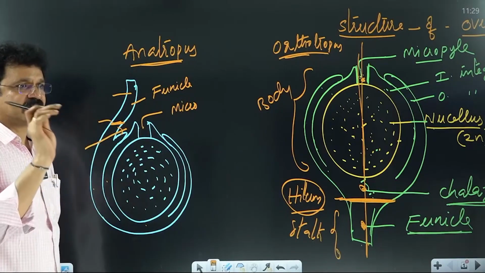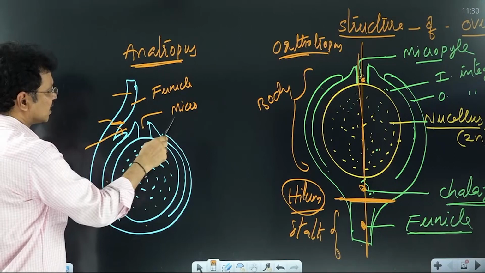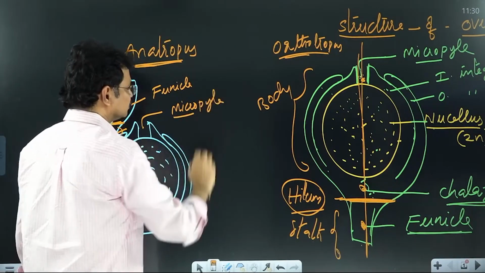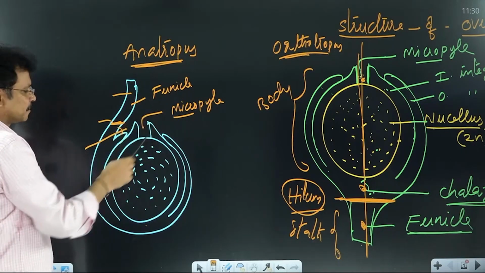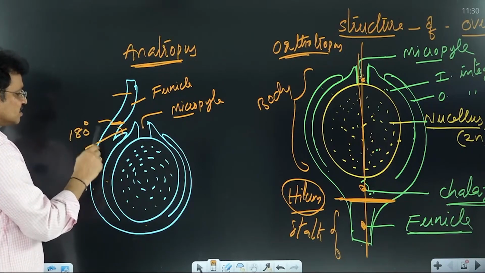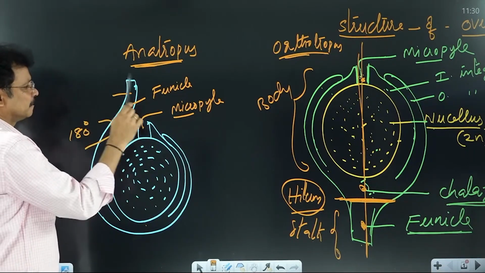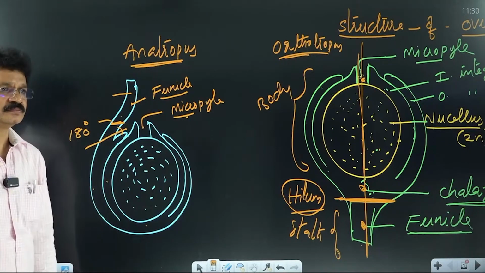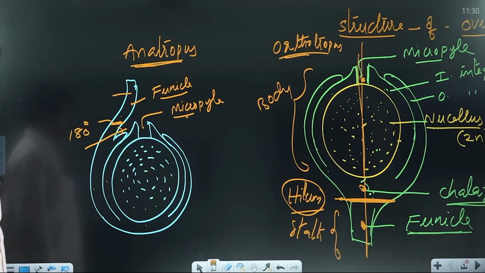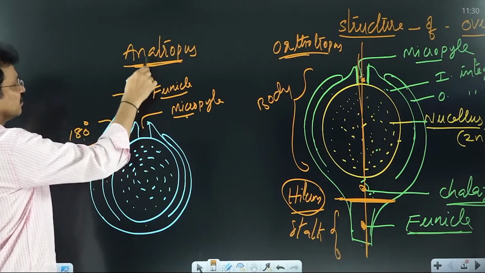I will give one assertion statement. In anatropous ovule, both funiculus and micropylar areas are side by side. What is the correct reason to explain this statement? A 180 degrees curvature or bending occurs between the body of the ovule and funiculus. That 180 degrees curvature is the reason for the micropyle being closely arranged at the side of the funicle area. Yes, good. The curvature leads to close association of micropyle and funicle. It is a characteristic feature of anatropous ovules.